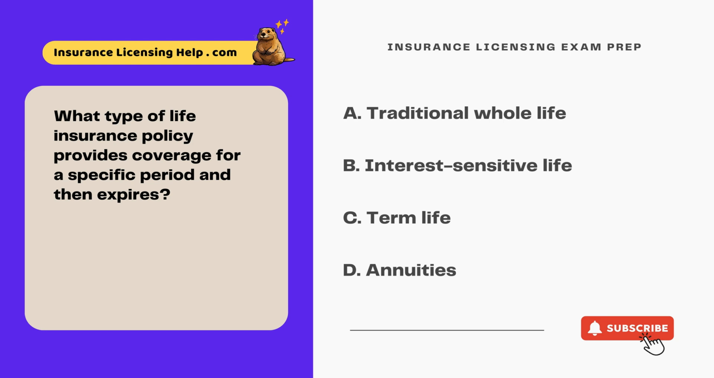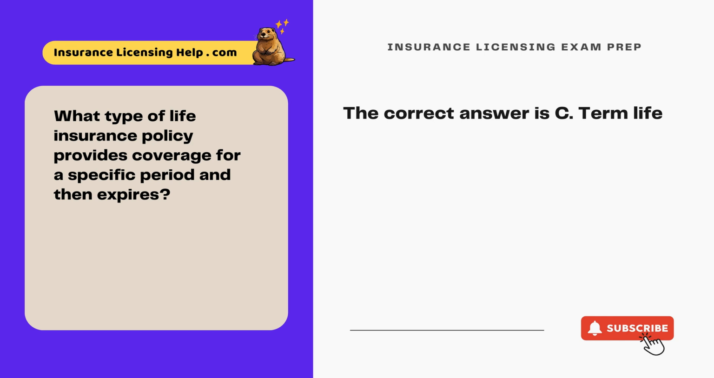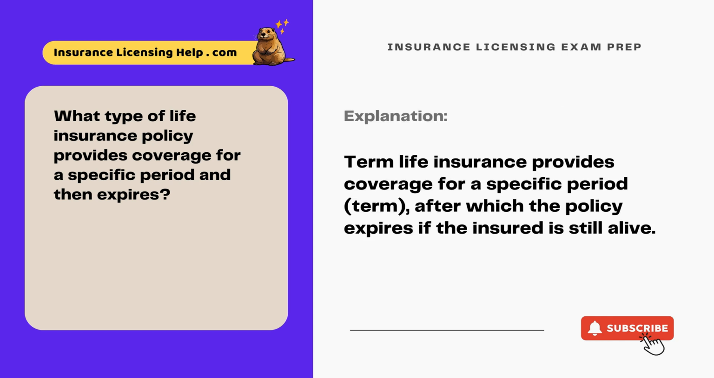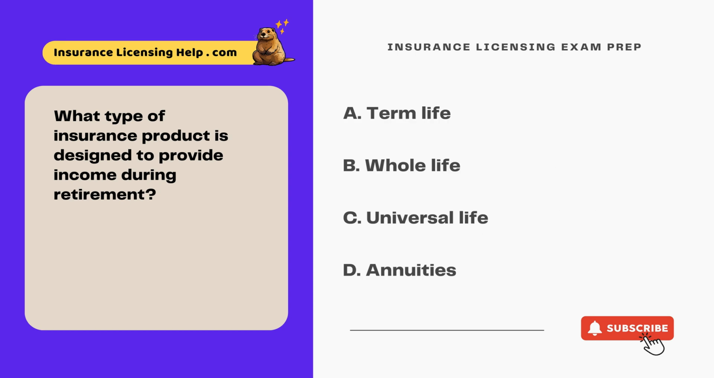A. Traditional whole life. B. Interest-sensitive life. C. Term life. D. Annuities. The correct answer is C. Term life. Term life insurance provides coverage for a specific period, or term, after which the policy expires if the insured is still alive. What type of insurance product is designed to provide income during retirement?